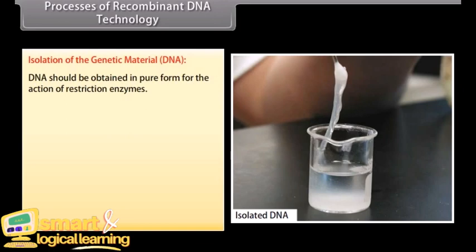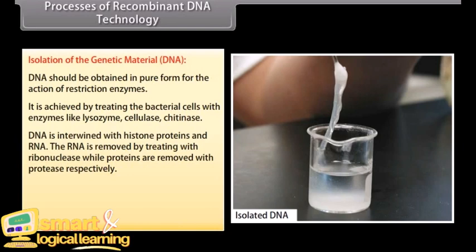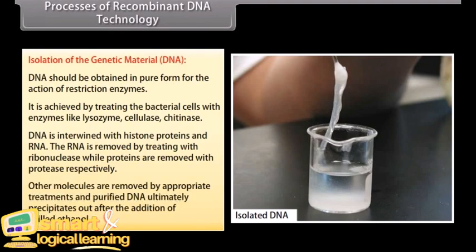Isolation of the genetic material, DNA. DNA should be obtained in pure form for the action of restriction enzymes. It is achieved by treating the bacterial cells with enzymes like lysozyme, cellulase, chitinase. DNA is intertwined with histone proteins and RNA. The RNA is removed by treating with ribonuclease, while proteins are removed with protease respectively. Other molecules are removed by appropriate treatments, and purified DNA ultimately precipitates out after the addition of chilled ethanol.